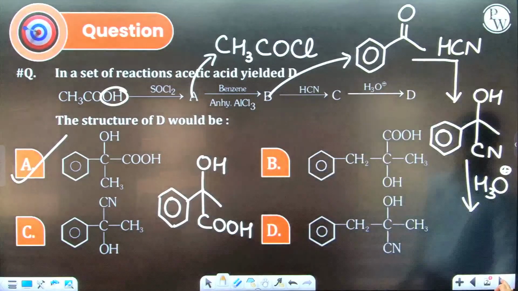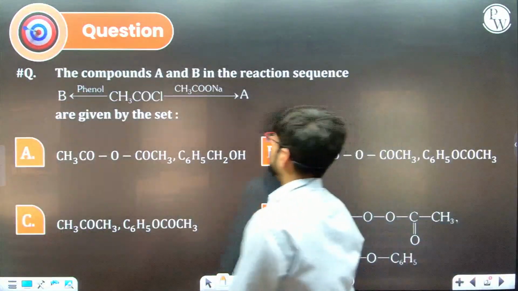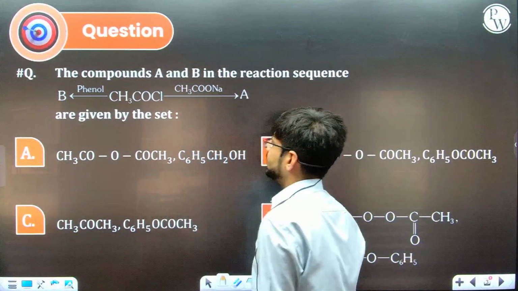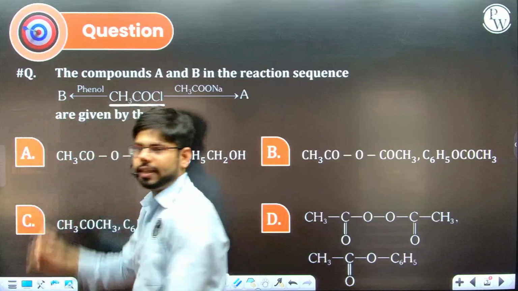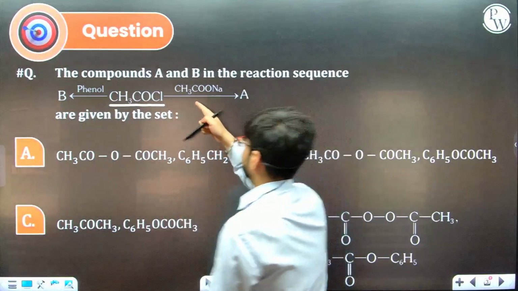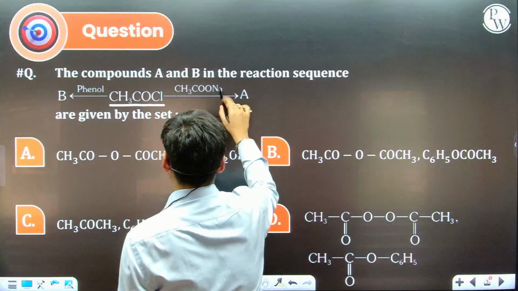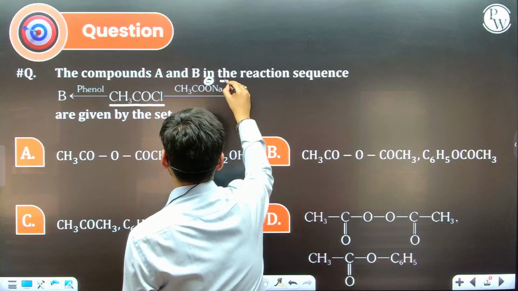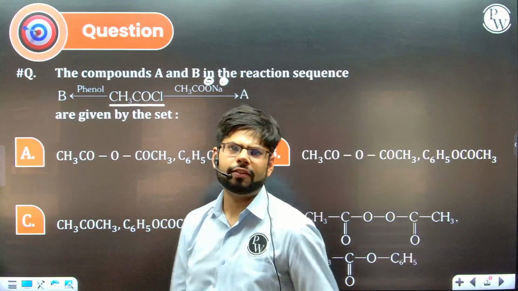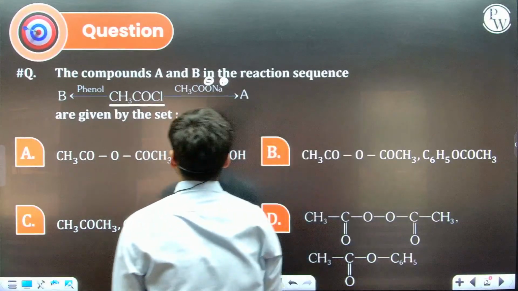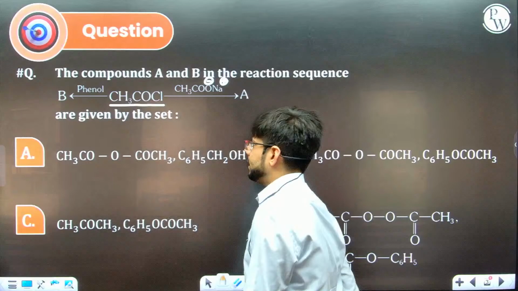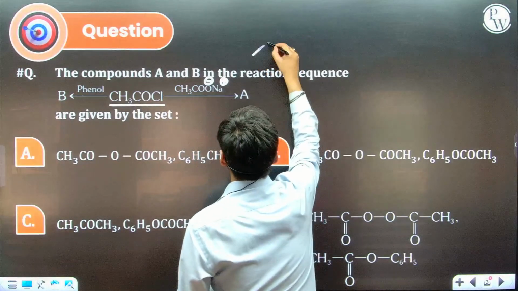Okay, next question. The compounds A and B in the reaction sequence are given by the set. Now this is again acetyl chloride, CH3COCl. It is being treated with CH3COO minus. See, Na plus is not going to do anything because it is a positively charged ion. CH3COO minus is undergoing the reaction with CH3COCl. What is going to happen if I show the exact mechanism?